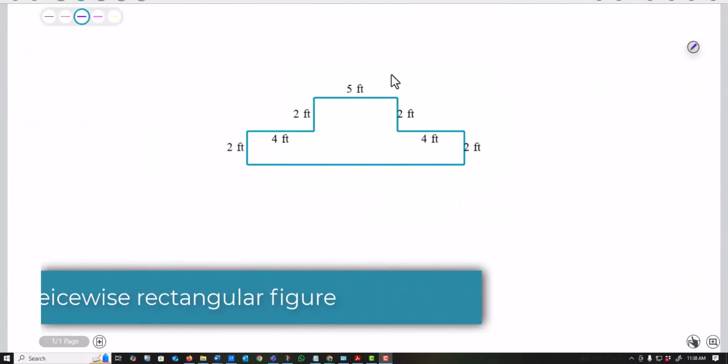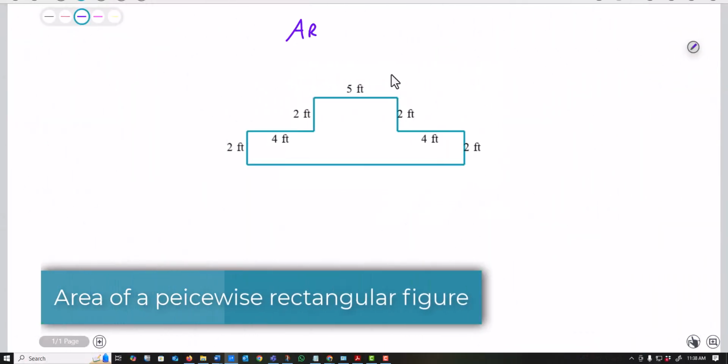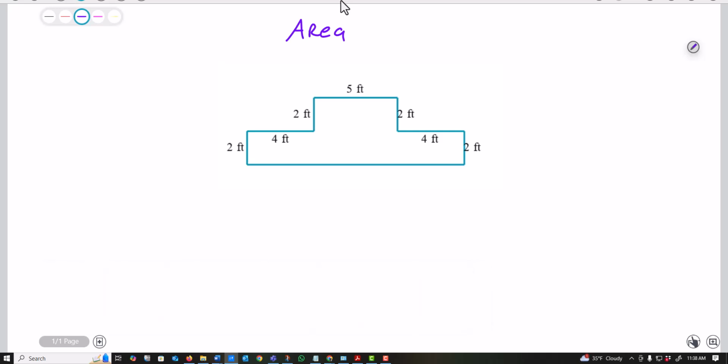All right, so I'm asked to find the area of this thing here, and the only thing it kind of looks like to me is the area of a rectangle, and we know the area of a rectangle is length times width. I'm going to use a dot for multiplication. So I can do this one of two ways, and I'll show you both ways, and you can pick which one you like better.